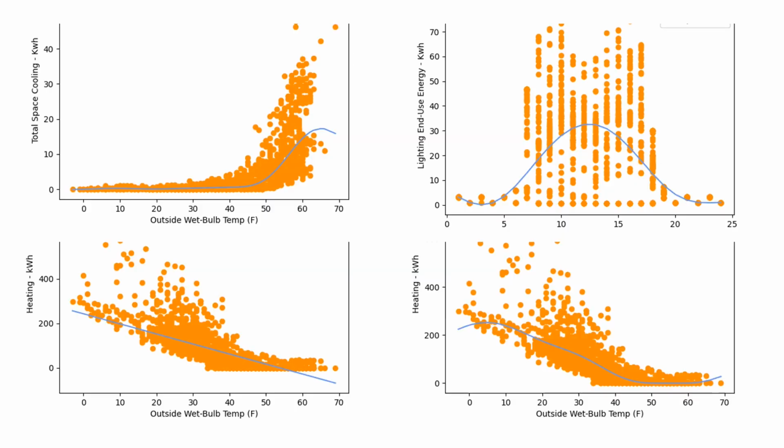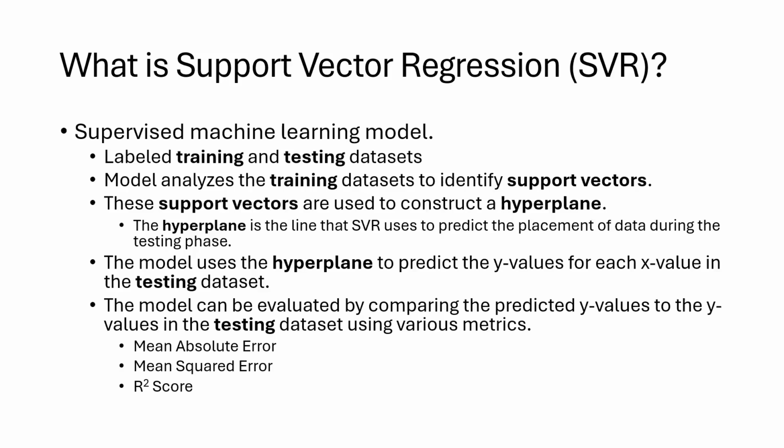Here are some example graphs showing the regression of different data sets. When doing regression, there are two main types, linear and nonlinear, which are shown on the two bottom graphs. Linear regression is simpler, and as the name suggests, it will give you a linear line of best fit. Nonlinear regression is significantly more complex, which is why we often use machine learning models like support vector machine to accomplish it. Now, what is support vector regression, or SVR?